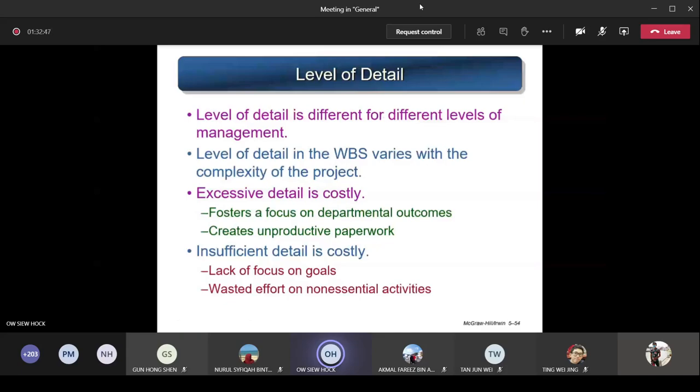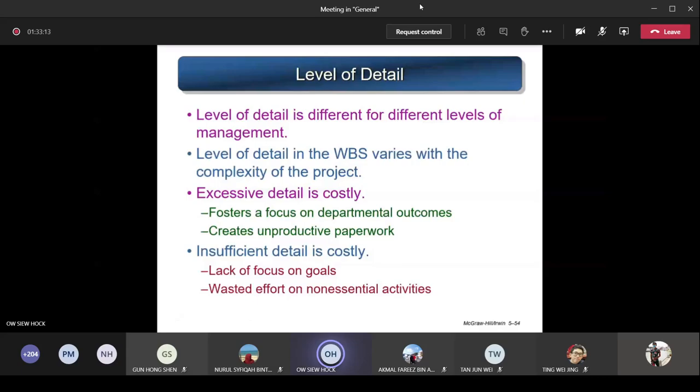But if you have insufficient detail, very few levels, that is also going to be costly. Why? Because you lack focus on the goals. That means it is too brief. The person assigned the lowest level says, oh, that's it, you're going to do the job. But actually the person is still not clear. I don't know what to do. I don't know what objective you mean to achieve. So insufficient detail is also costly, because there will be wasted effort on non-essential activity when the person is not sure.